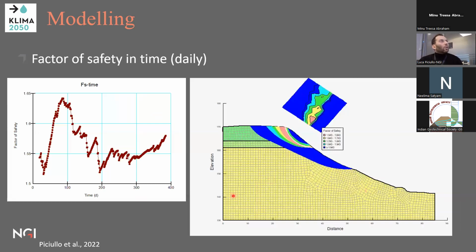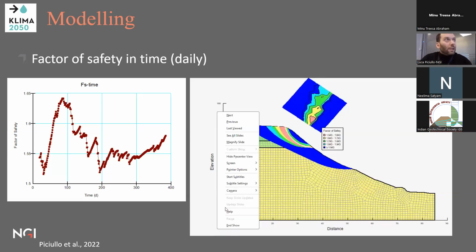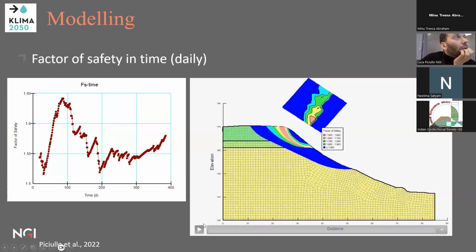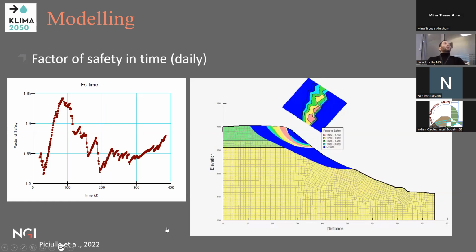And then, on top of this analysis, we have calculated the factor of safety in time. And this is how it looks. I need to remove the pointer to run. So basically we were fixing the sliding surface, and plotting the factor of safety in time for 1 year of analysis.